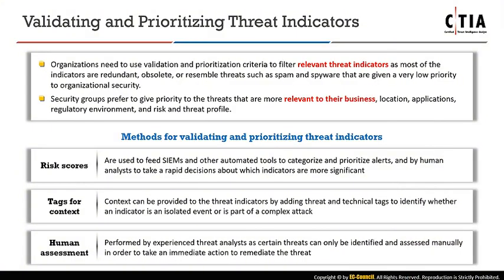Next, we get to validating and prioritizing threat actors. So our organizations are going to need to validate, prioritize the criteria, filter relevant threat indicators. Want to make sure that we are not just looking at obsolete, redundant data. We don't want data that resembles just spam or low-level spyware that would really give a low priority for the organization. We want the more high-priority threats. So security groups prefer to give priority to threats that are more relevant to the business.